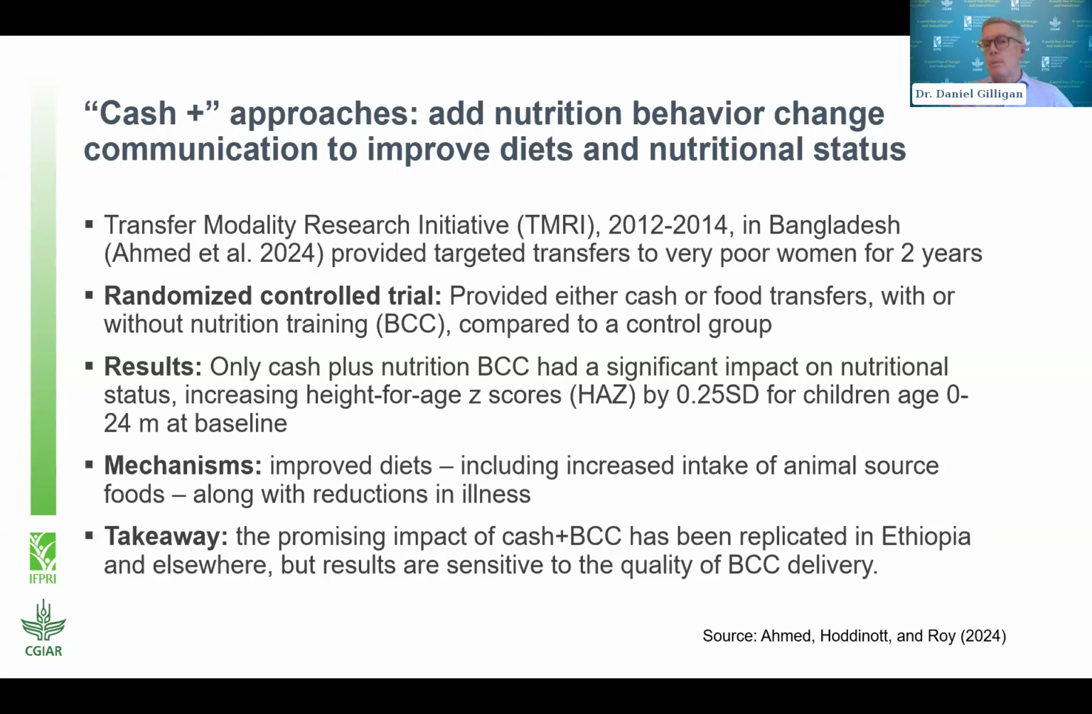That effect size is comparable to some of our most successful direct nutrition programs. So it was this combination of resources, relaxing the budget constraint, and the nutrition information that really made a big difference. The mechanism that they found was that this worked through improved diets, increasing intake of animal source foods in particular, along with reductions in illness.